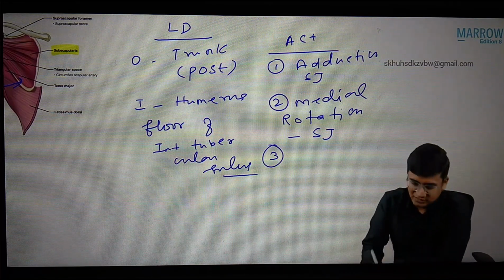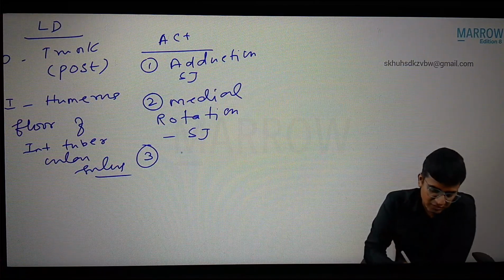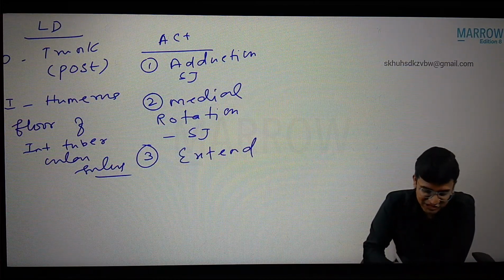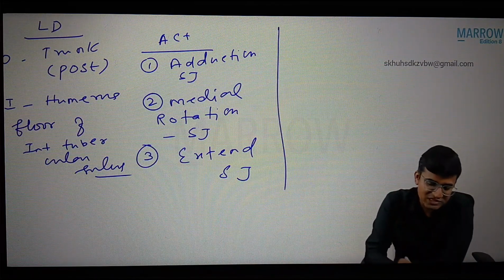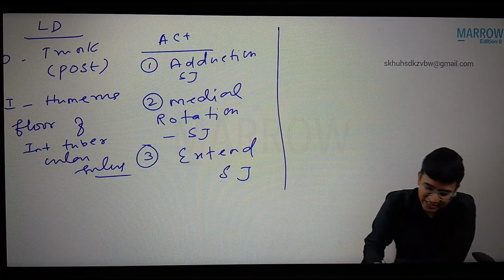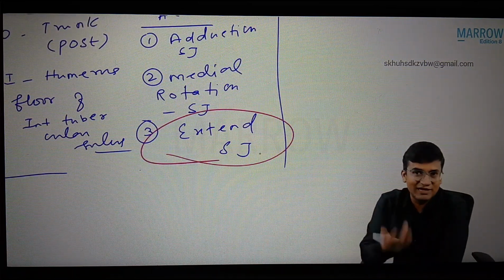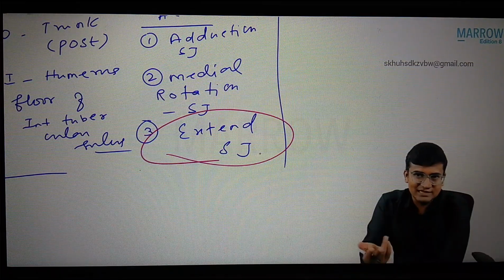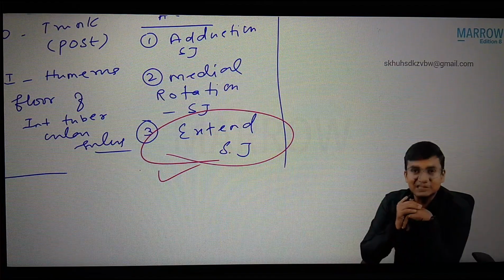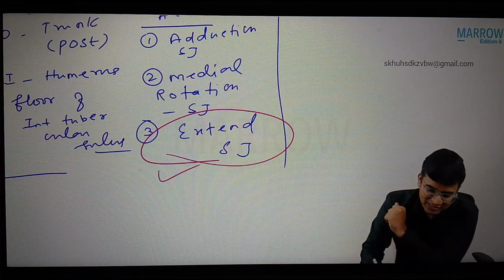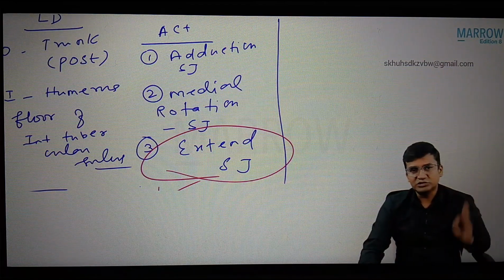Number three, now this muscle arises from the trunk on the back side, so it also does extension of the shoulder joint. The only difference between the pectoralis major and the latissimus dorsi is this. Pectoralis major muscle arises from the trunk on the front side, so it flexes the shoulder joint, whereas latissimus dorsi arises from the back side and extends the shoulder joint. So latissimus dorsi has three actions: adduction, medial rotation, and extension of the shoulder joint.